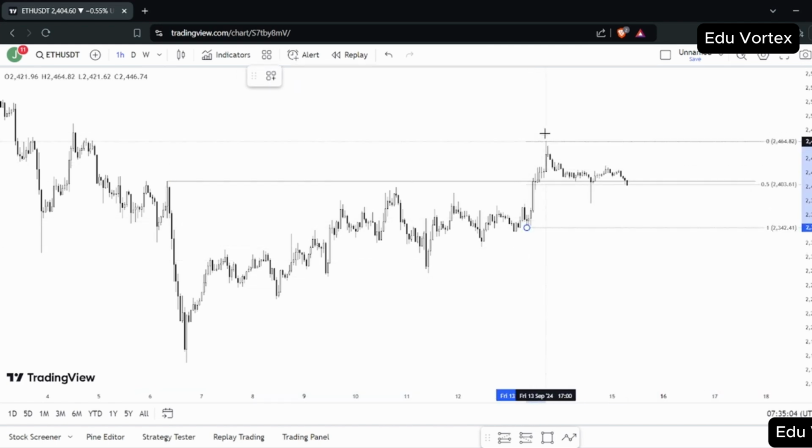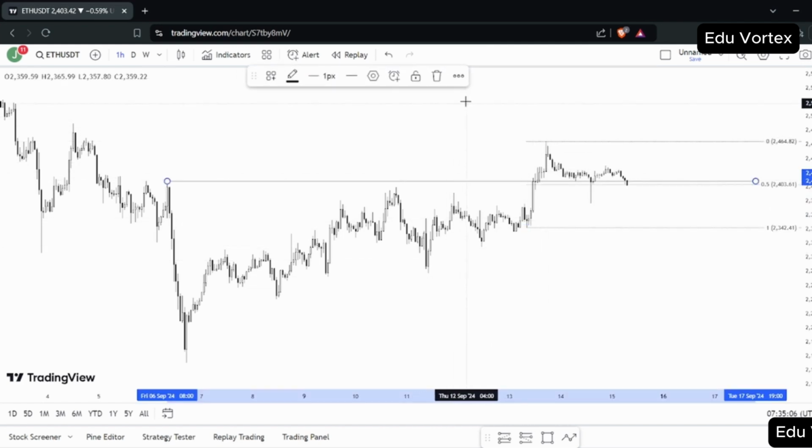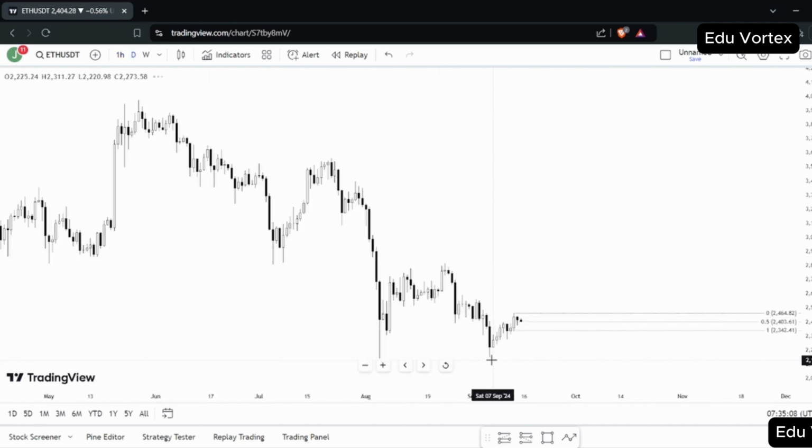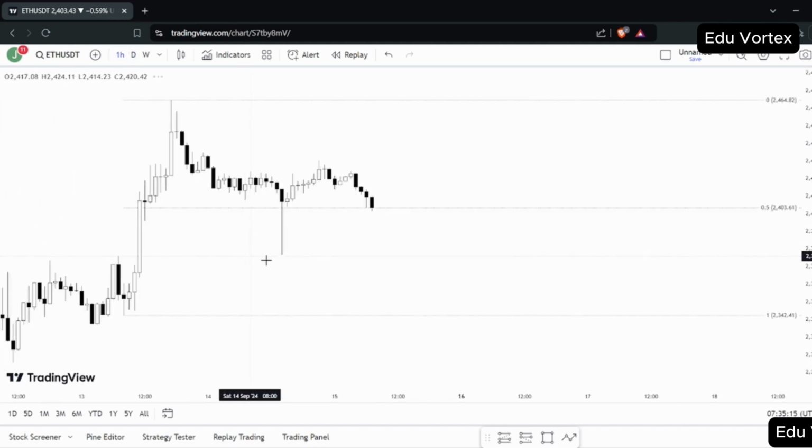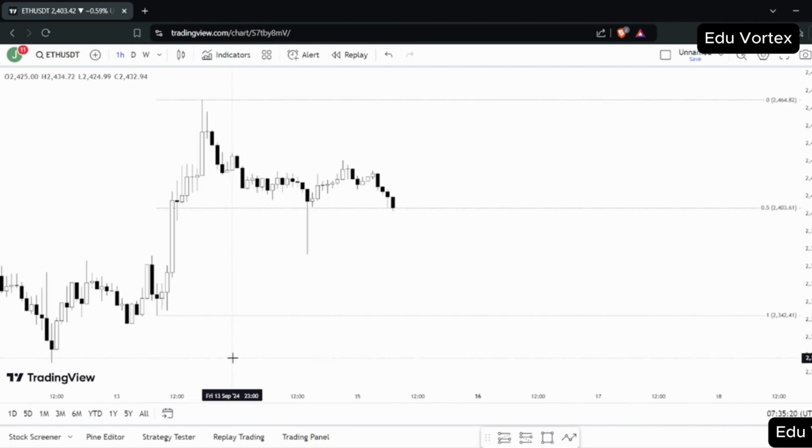Right now it's happening the exact same thing. Now the question is, okay, we tapped into what? We tapped into the 50 previous day. Perfect. Now we're tapping into it right now. Now we could enter right here.